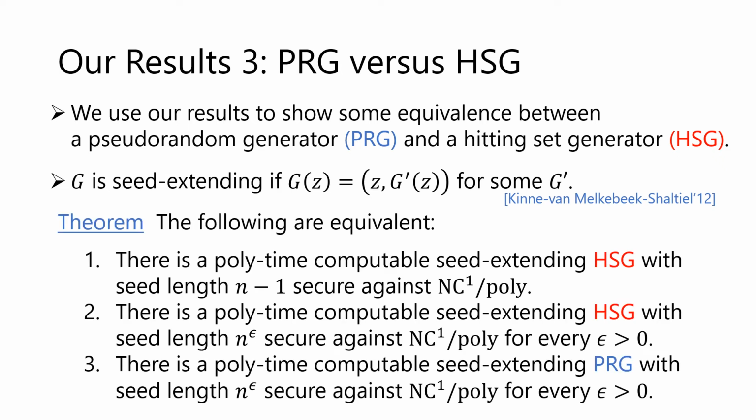Now we can prove the following equivalence. The first statement says that there is a polynomial time computable pseudo-extending hitting set generator with seed length n-1, which is secure against NC1. In general, even if you have a hitting set generator with seed length n-1, it's not known whether you can reduce the seed length. But in the case of a seed-extending hitting set generator, we were able to show that we can reduce the seed length to n to the epsilon for every constant epsilon. The proof is based on the equivalence between hitting set generator and pseudorandom generator.